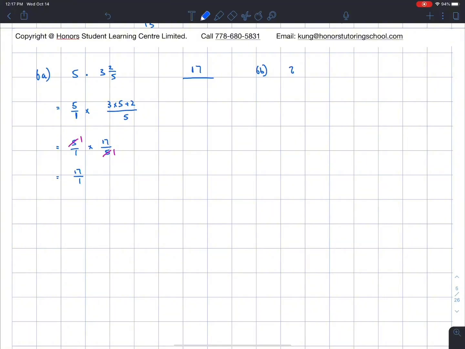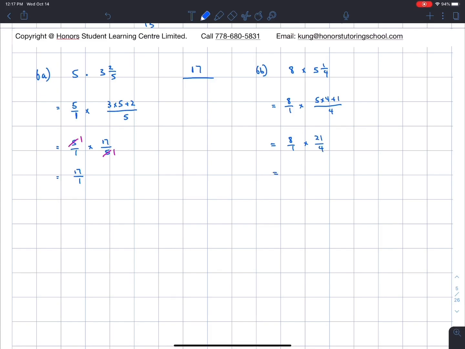6b. 8 times 5 and 1 over 4. Same idea, 8 is the same as 8 over 1. We have 5 whole, each whole is 4 little pieces, plus 1 remaining piece over the same denominator 4. 5 times 4 is 20, plus 1 is 21.